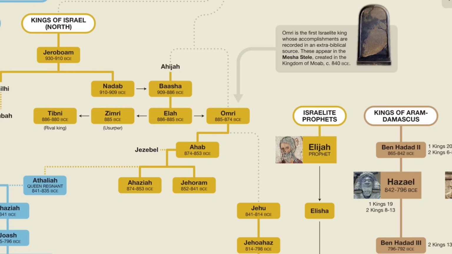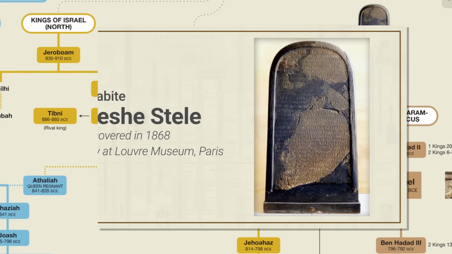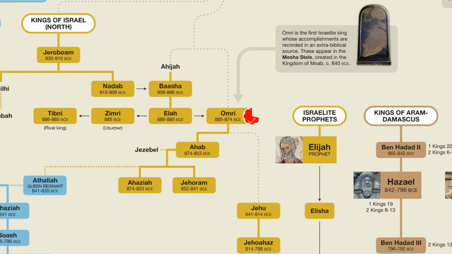According to the Moabite Mesha stele, discovered in 1868 and now located at the Louvre, Omri was in fact a real person. It describes how Omri and the Israelites conquered the nearby Moabites, but then how, following Omri's death, Mesha, the king of Moab, managed to drive the Israelites out and restore independence.